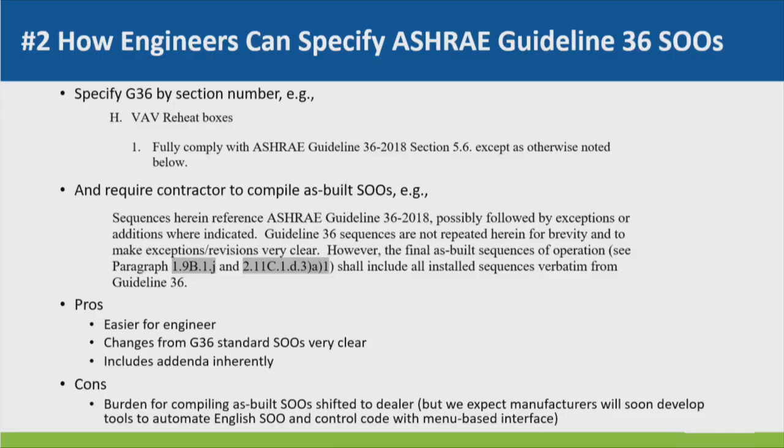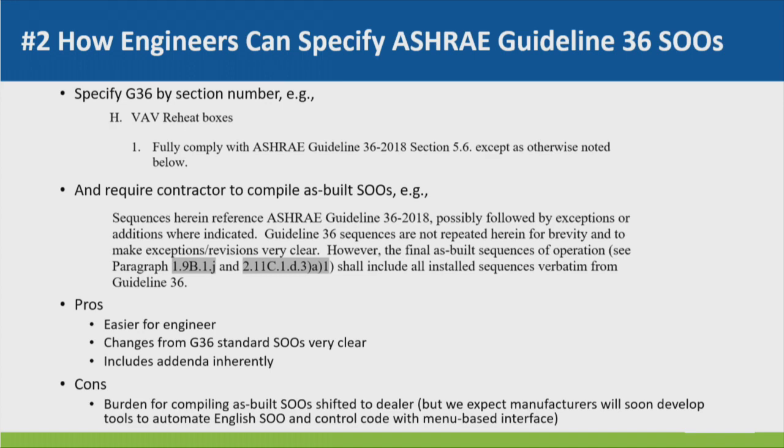So there's disadvantages there. Here's another approach where you just say, use Guideline 36, Section 5.6, and I'm not going to repeat the whole thing because you can go get it out of Guideline 36. This is what we do. So our master spec is written this way. It just says, use this particular one. But you still need to have the English language all compiled because the building engineer needs that, right? And the commissioning person. So we put it on the building engineer, the contractor, to take all of the sequences from Guideline 36 and paste them back together again so that you can have the as-built control sequences.